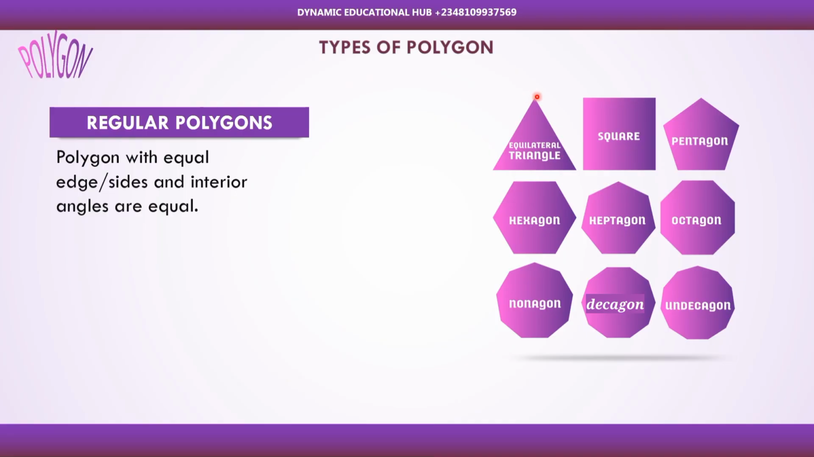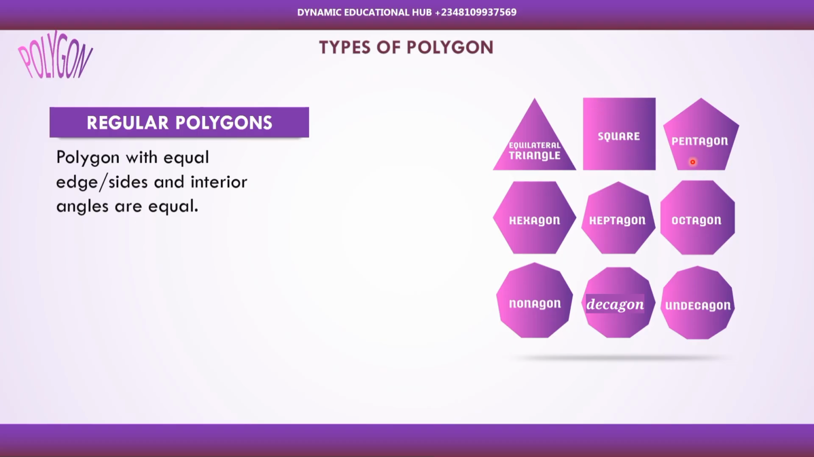The first type of regular polygon is the equilateral triangle. Don't forget, an equilateral triangle has equal sides. The three sides are the same, and the three interior angles are 60 degrees each. So it makes it a regular polygon. The next one is the square. A square has the same sides, so each interior angle at each vertex is 90 degrees.